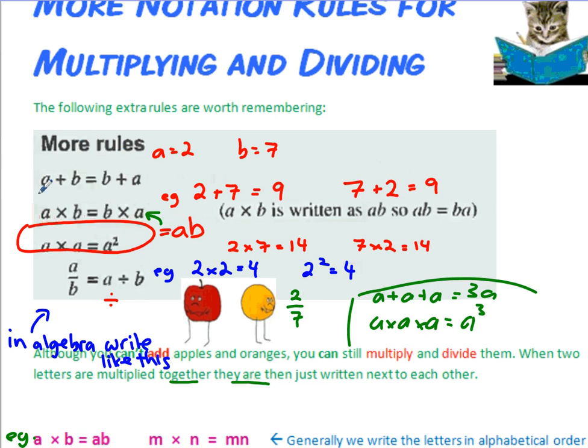So more rules. a plus b is the same as b plus a. Let me prove that to you. If a is 2 and b is 7, a plus b would be 2 plus 7, which is 9. b plus a would be 7 plus 2, which is also 9. So that's a little proof that a plus b equals b plus a.